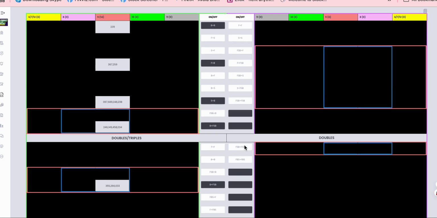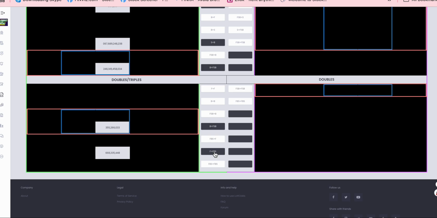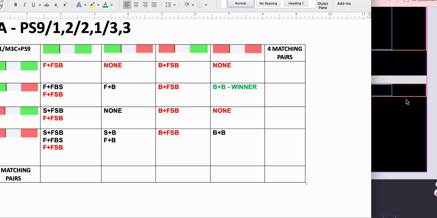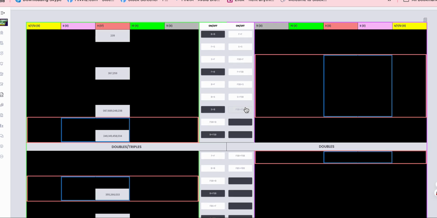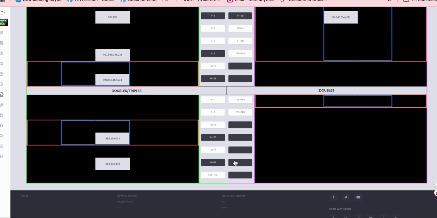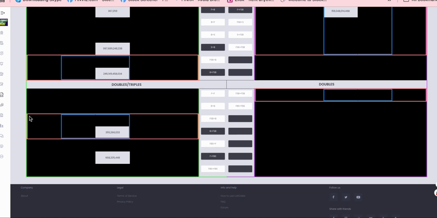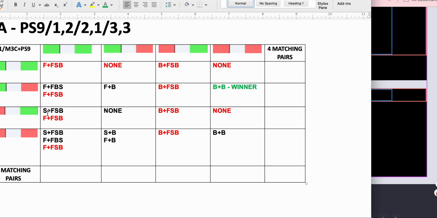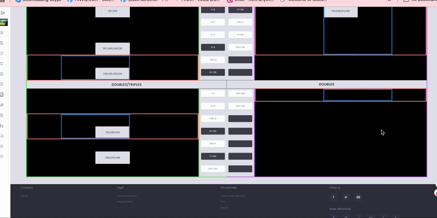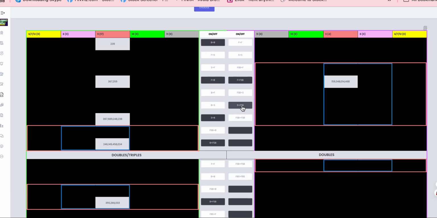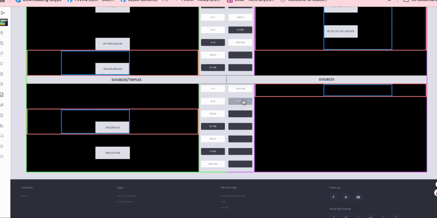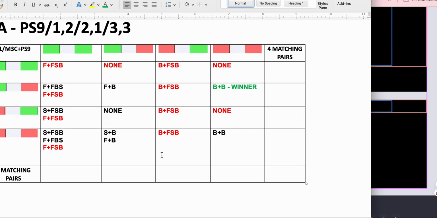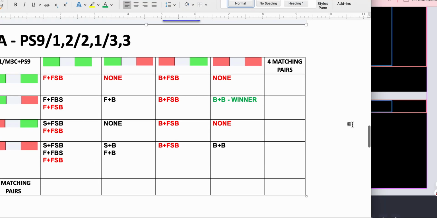Oh, that's not it. FBS is double. Front FBS, front FSB. Is there one down here? No. On this side? No. Okay, and then what else? Let's split FSB. Split FSB. Right there. There you go.